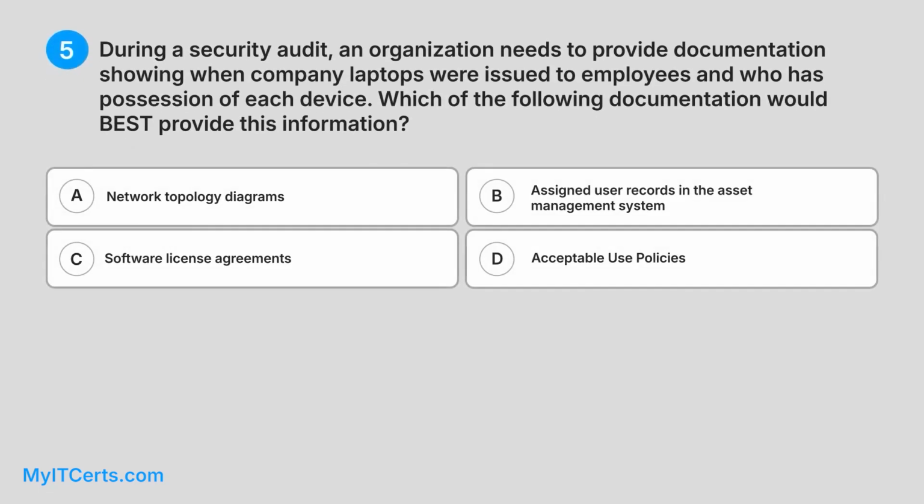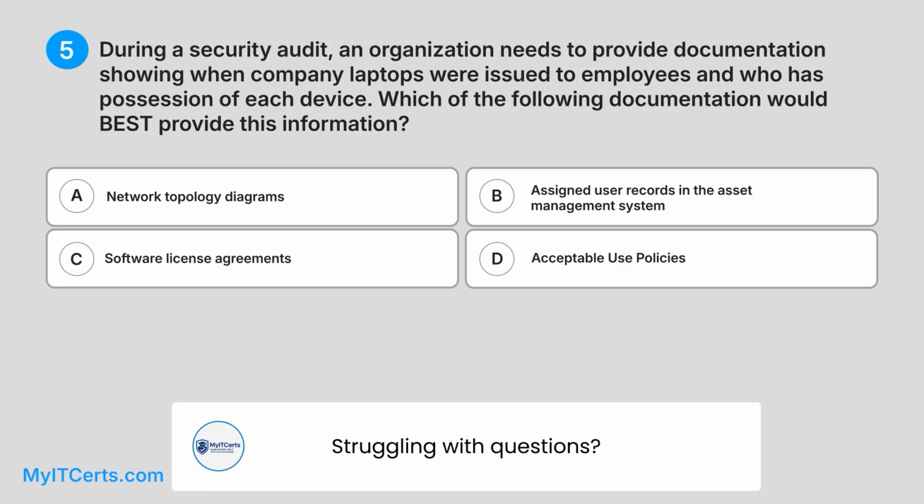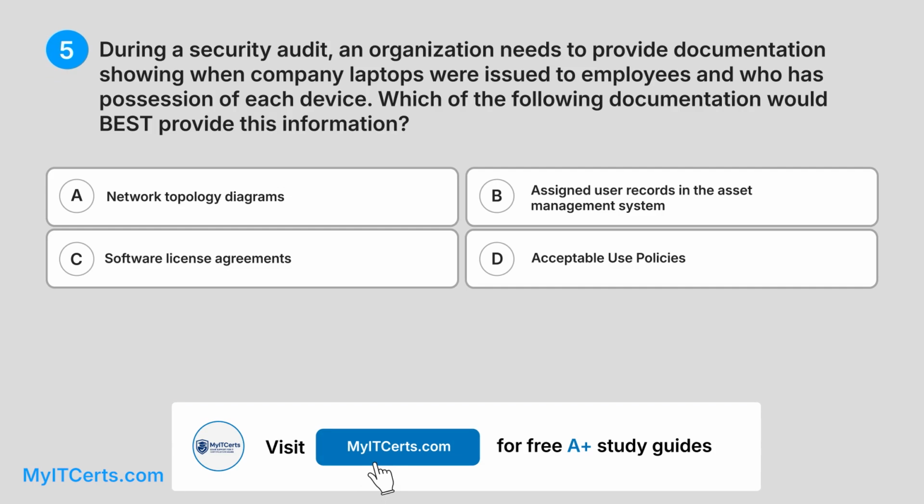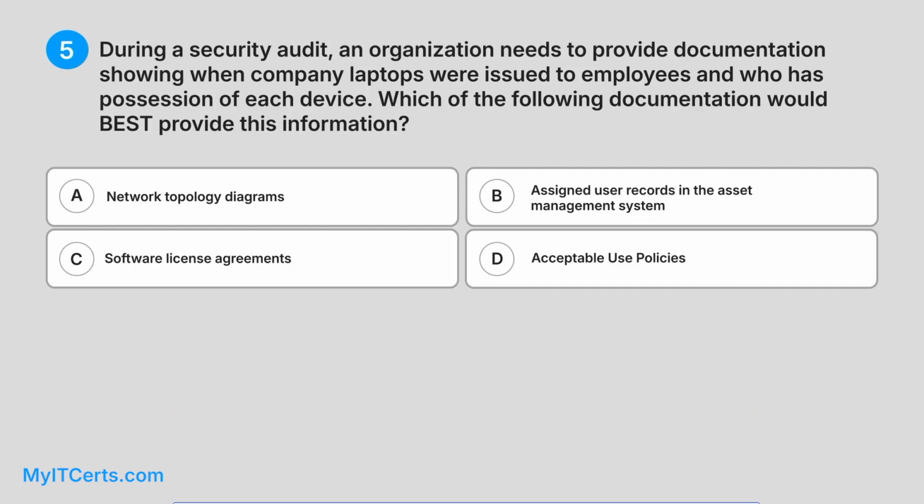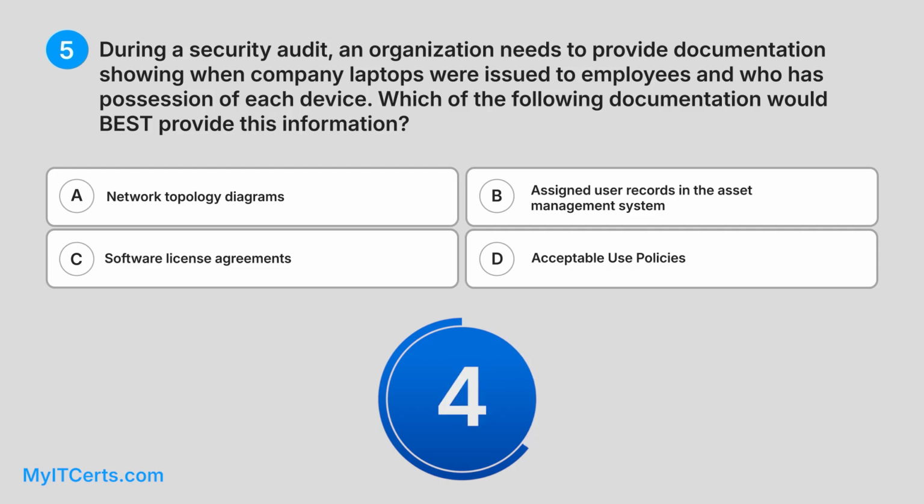5. During a security audit, an organization needs to provide documentation showing when company laptops were issued to employees and who has possession of each device. Which of the following documentation would best provide this information? A. Network topology diagrams. B. Assigned user records in the asset management system. C. Software license agreements. D. Acceptable use policies. Can you guess the answer?